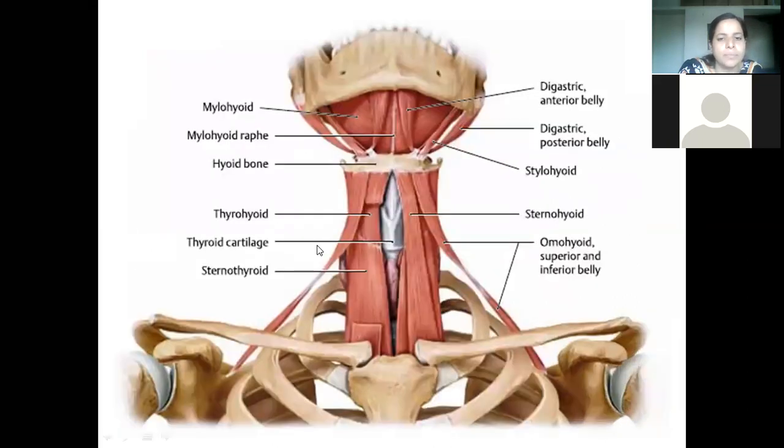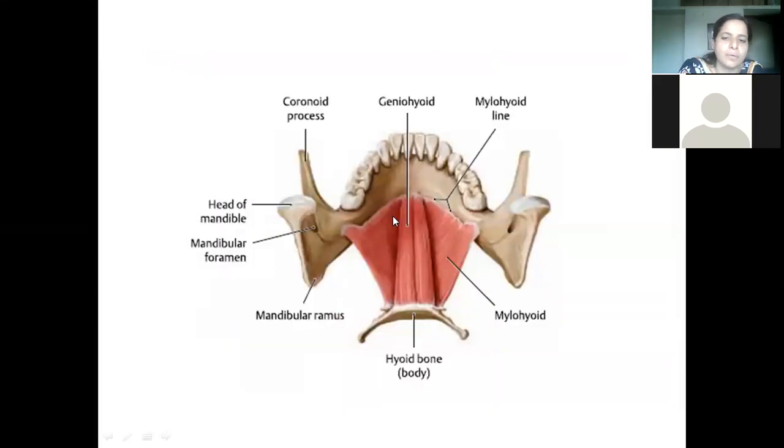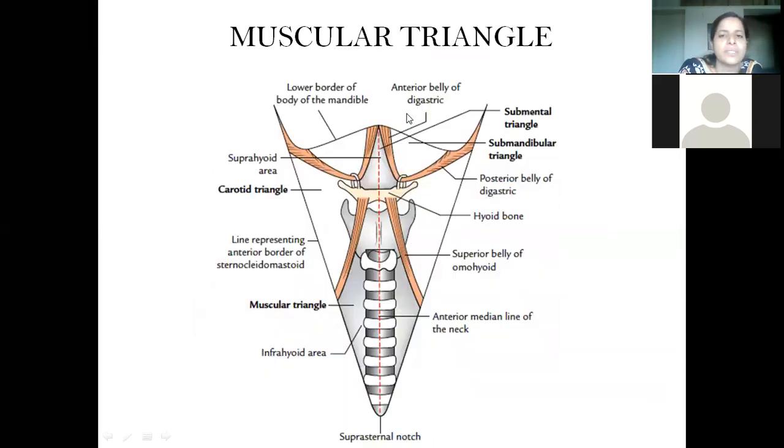So this is the mylohyoid muscle. See, this is the hyoid bone, and this is the mandible bone. Extending between the mandible and hyoid, we have the geniohyoid muscles. Now this picture also gives us a clear-cut idea.